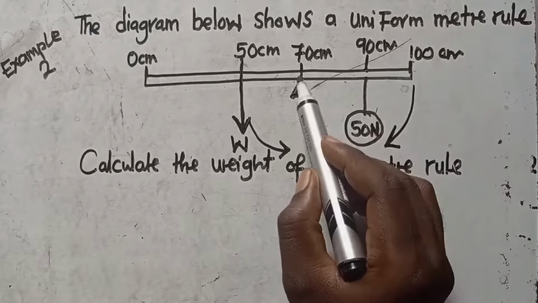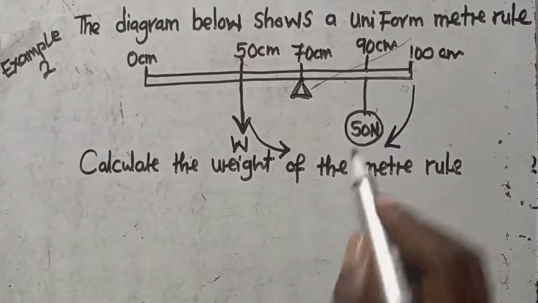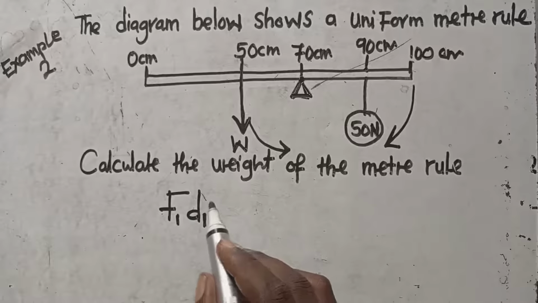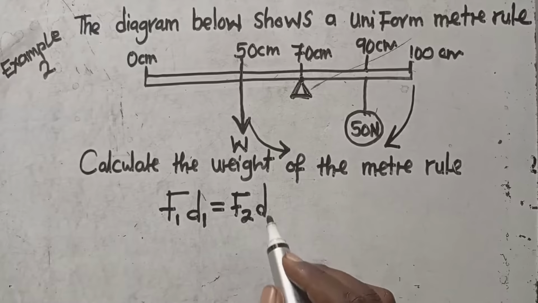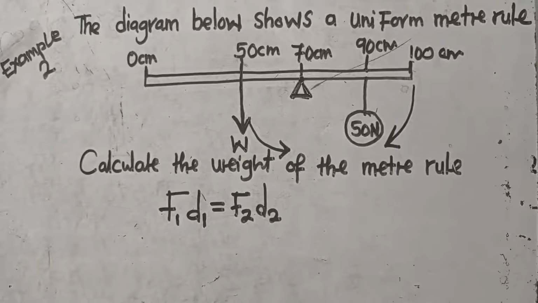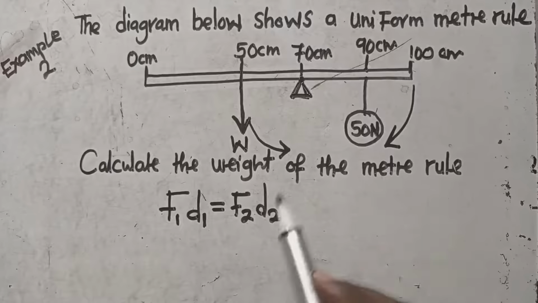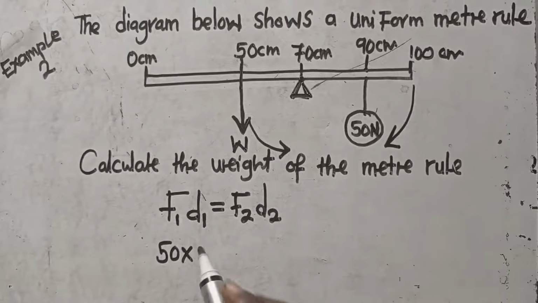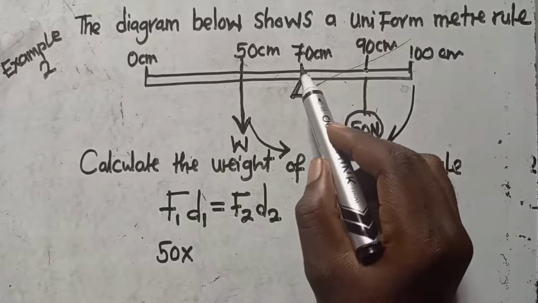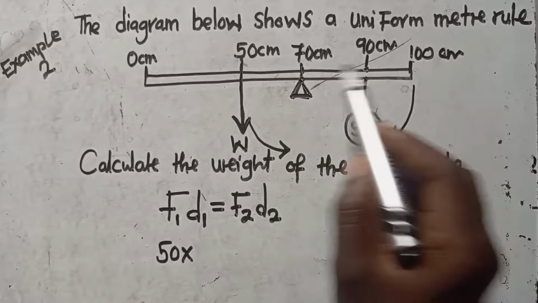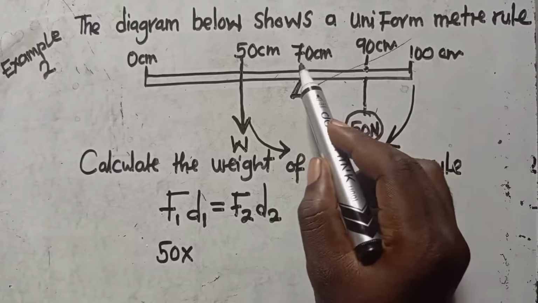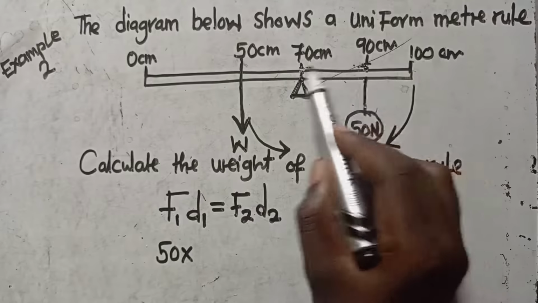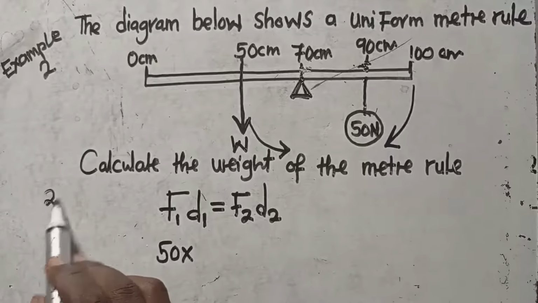This one from here to the pivot, have you seen? So the formula I'm using is force 1 times distance 1 is equal to force 2 times distance 2. So what I'm going to do here is that I'm going to say this one, this is the force, which is 50 multiplied by the distance from here to where the pivot is, where the mass and the pivot. So this is 90, this is 70. The distance there, the difference. What is the difference? The difference is 20. So the difference is what? 20.